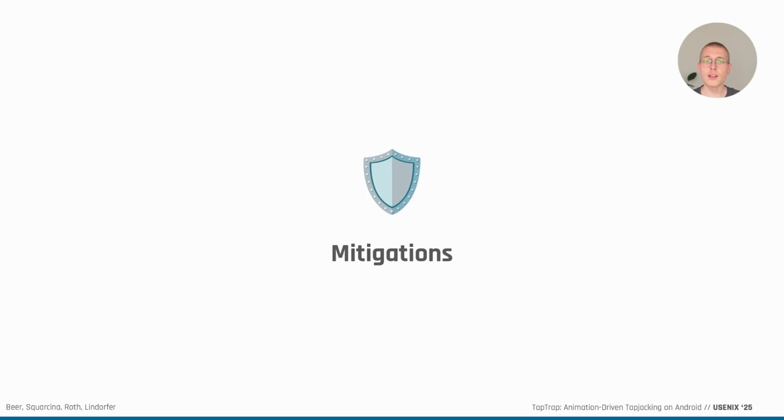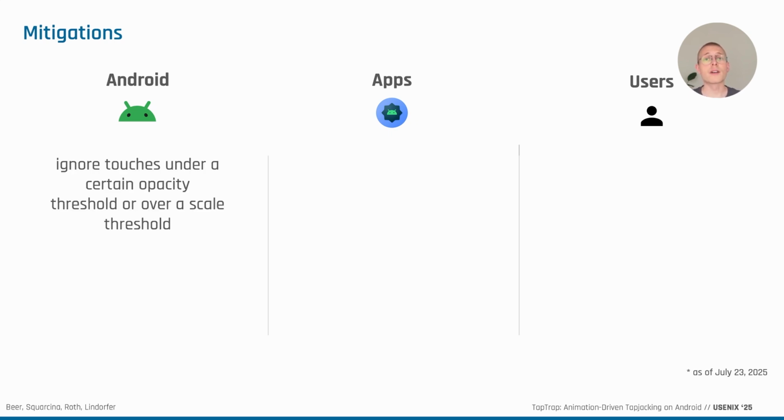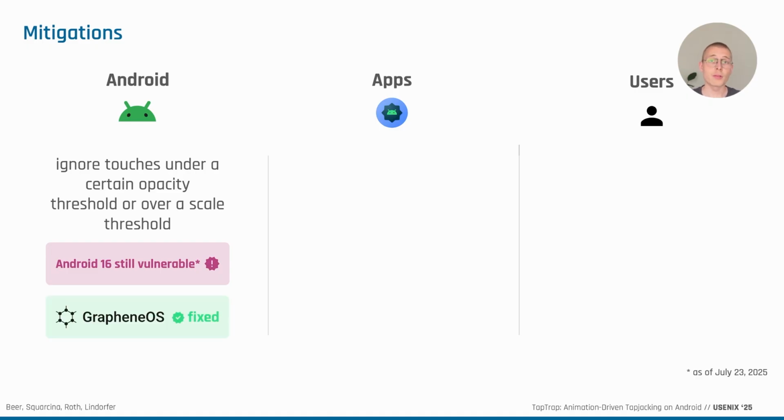So what are possible mitigations? Mitigations can be implemented by the Android system, by apps, or by the user. When we talk about Android, it can, for example, implement a strategy in which it ignores touches during an activity transition when the opacity is under a specific opacity threshold or the scaling is over a specific scale threshold. Unfortunately, as of now, even the newest Android version, Android 16, is still vulnerable. GrapheneOS, which is a custom ROM for Android, however, has already fixed the issue.